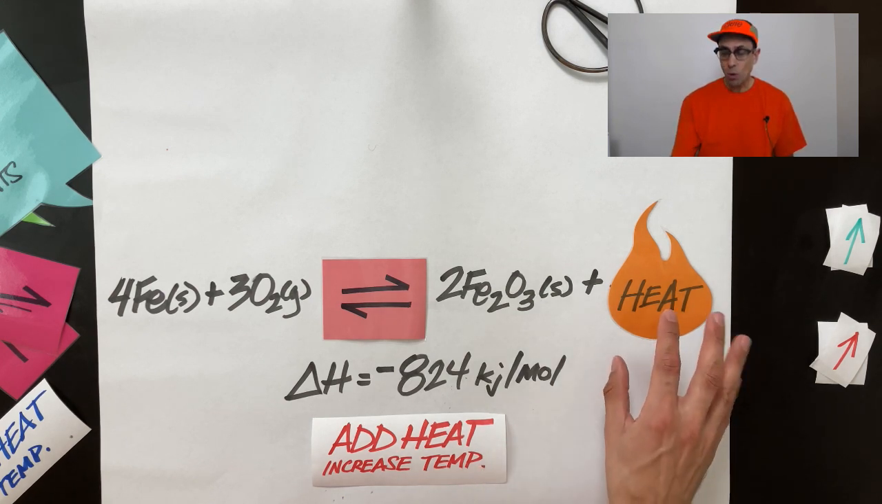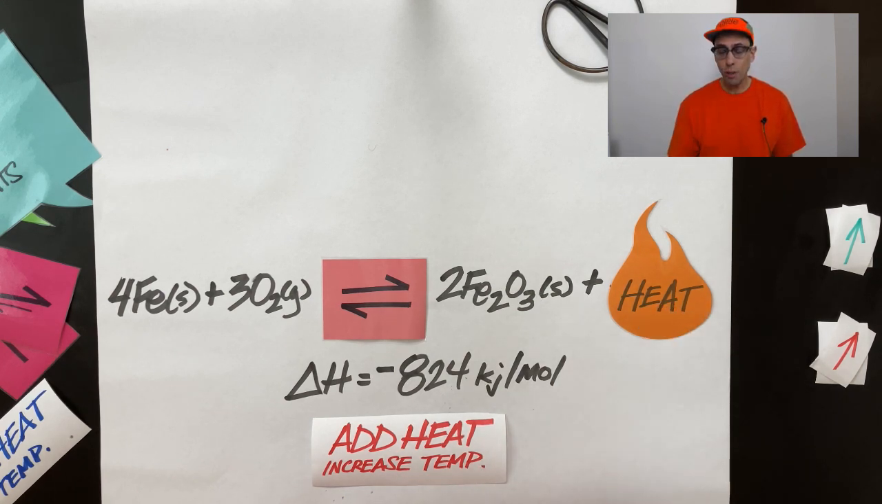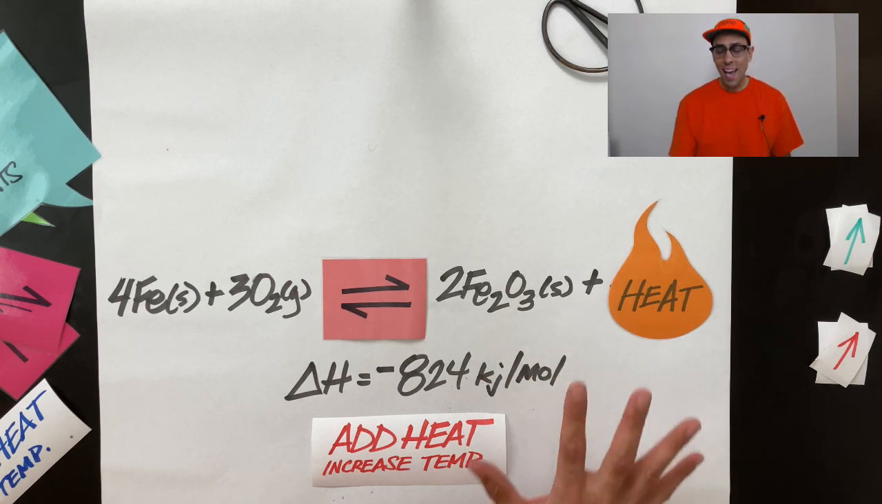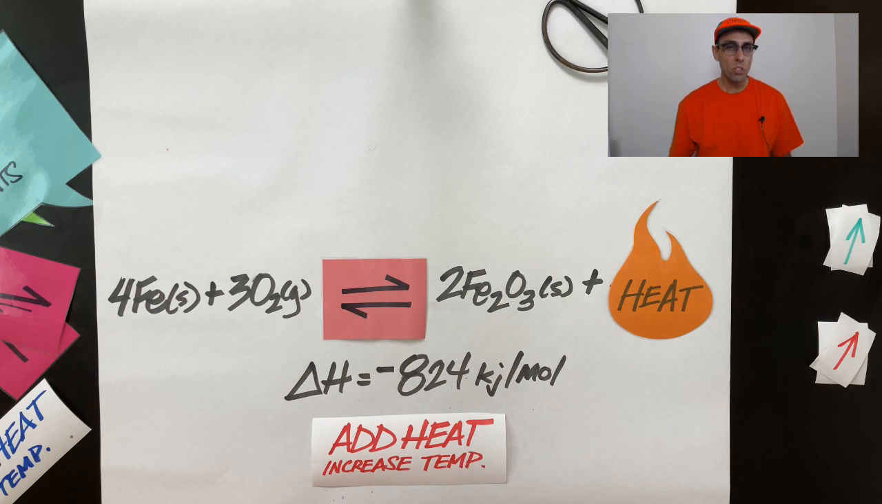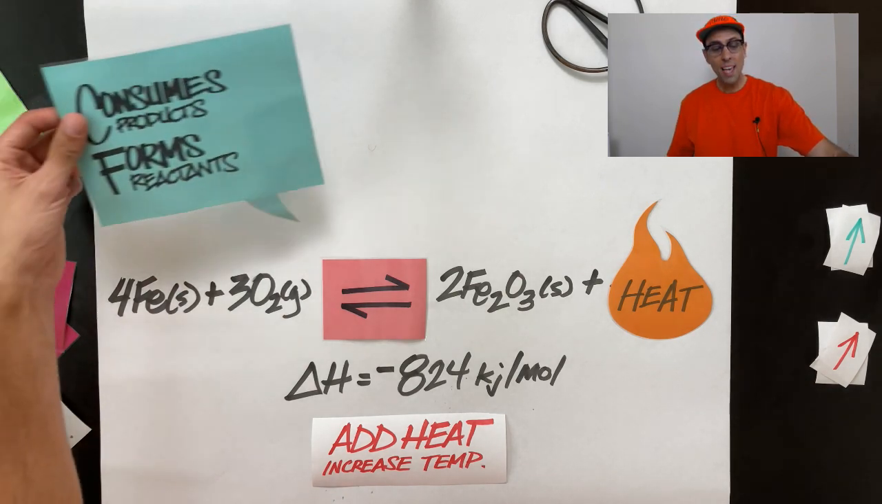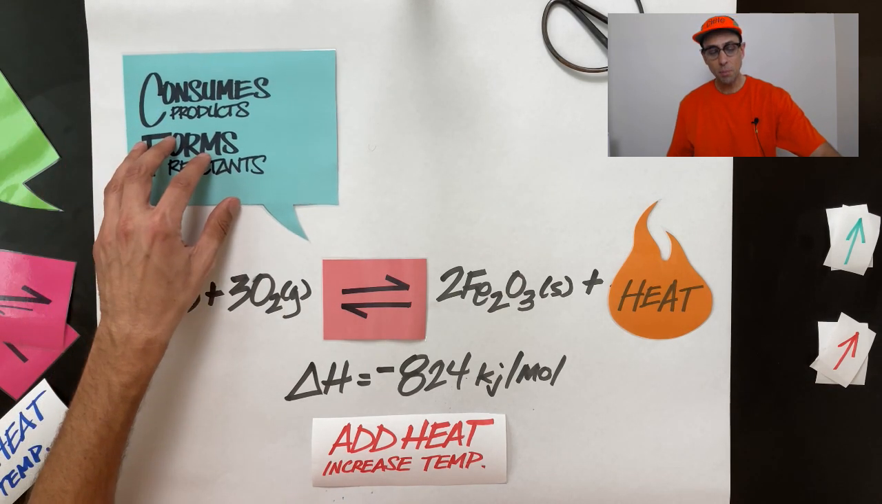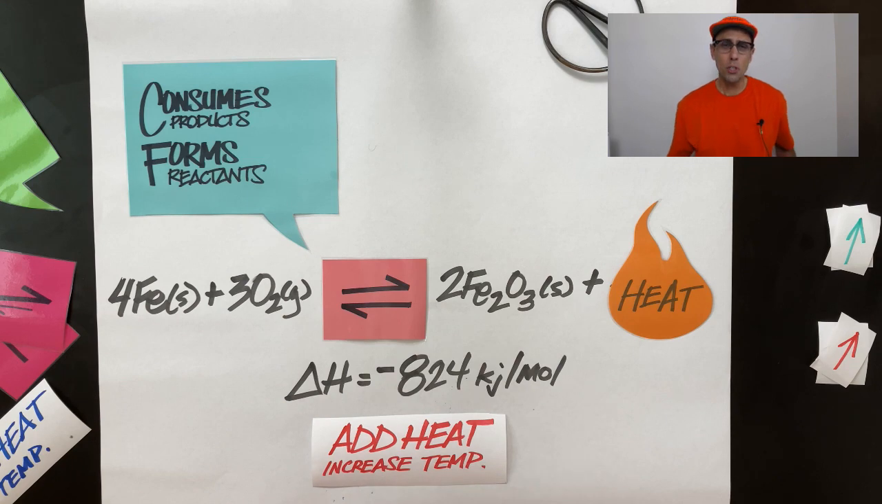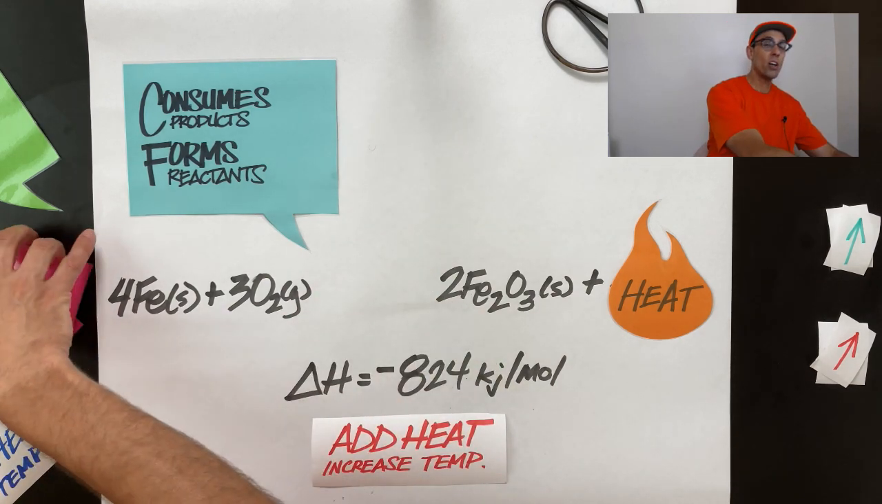Well, adding heat when heat is a product would be no different than, let's say, increasing the concentration of our iron oxide. And in that case, what the reaction is going to want to do to regain equilibrium is use up whatever there's extra of, in this case, heat, and therefore make more of the reactants. So we would say that if we add some heat, if we increase the temperature, this is going to consume products and form reactants.